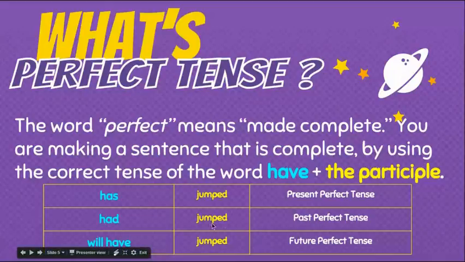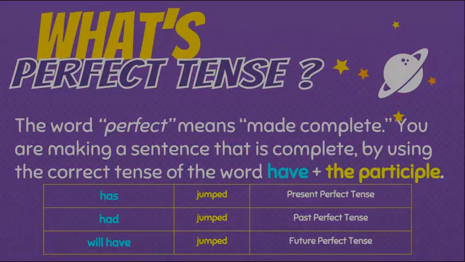jumped. Now we call these present perfect tense. So in a sentence, you might say, Tom has jumped. That would be the present perfect tense or the complete sentence with has and jumped. You could say the past perfect tense of the sentence, which is Tom had jumped. Or you could say the future perfect tense. Tom will have jumped. So we're going to go through a couple more examples and definitions here.